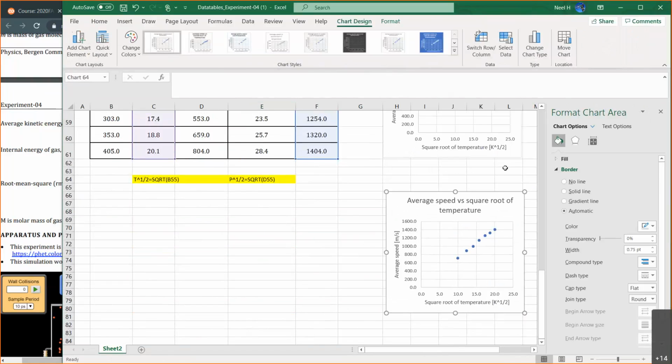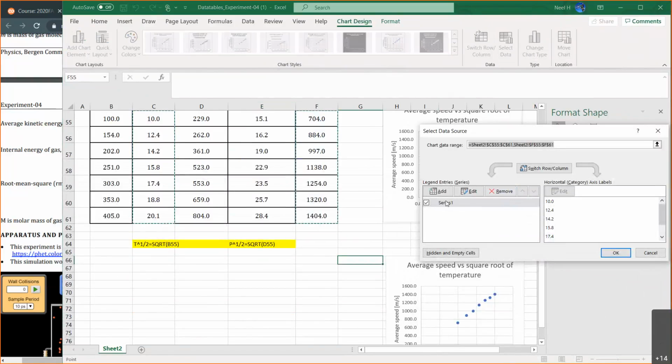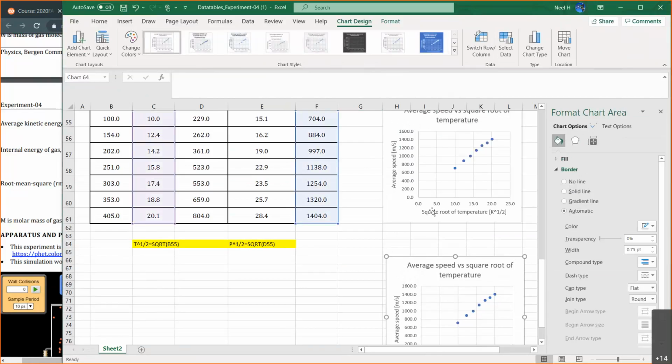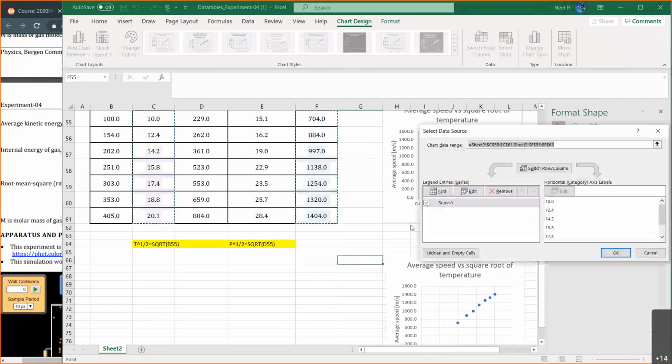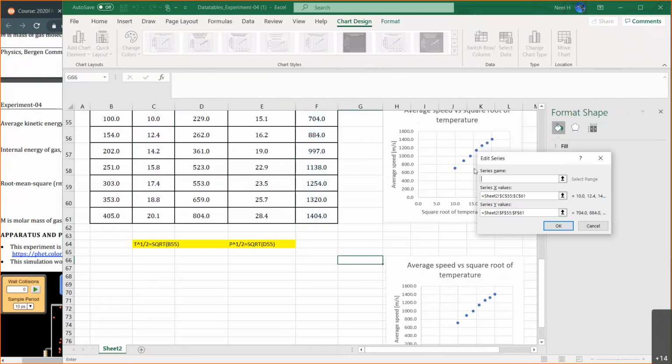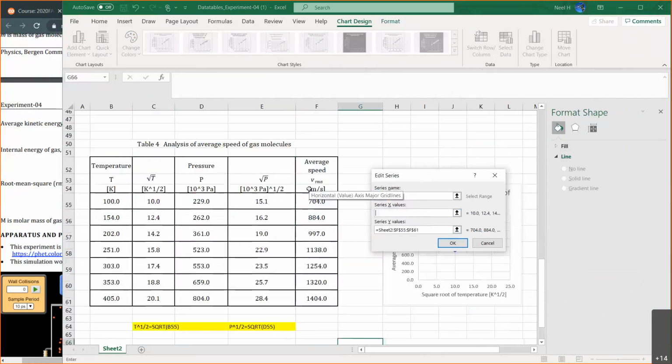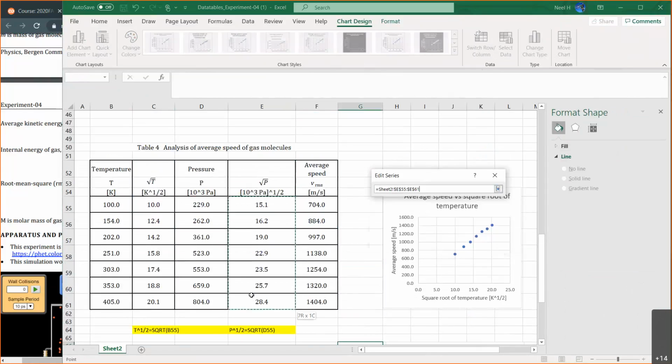To edit the data, you can change only the y-axis, or you can just select data here and then remove series 1 and add that, or you could even edit that. Okay, select data and then you can edit that. So now what I need is to change just the x-axis, right? The y-axis remains the same. The x-axis must now be the pressure square root, right? So that should be this.